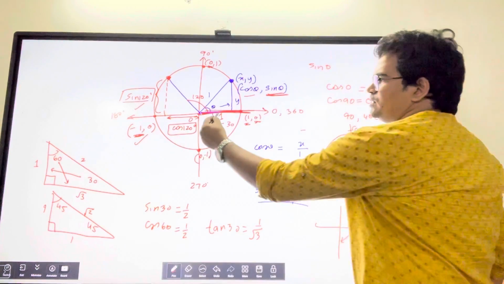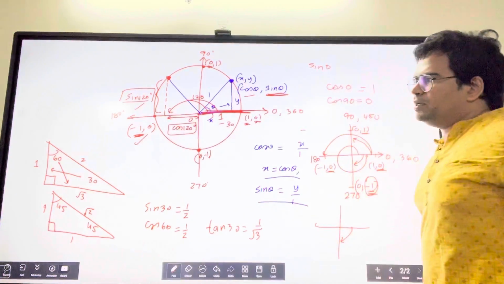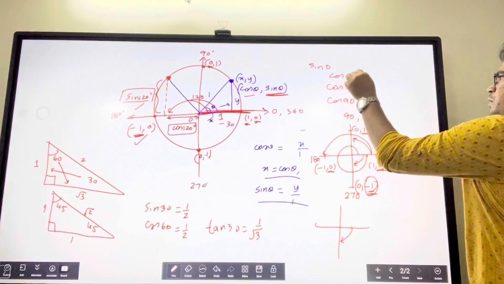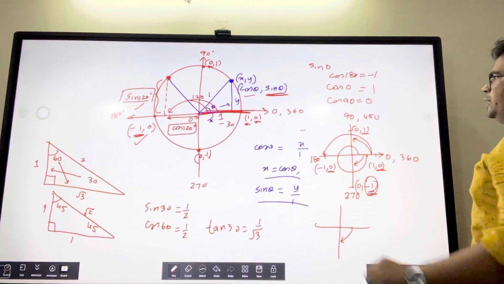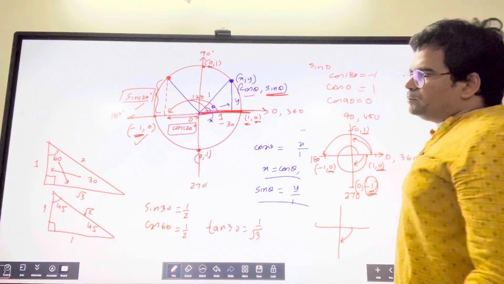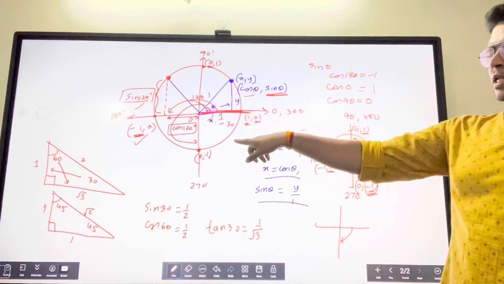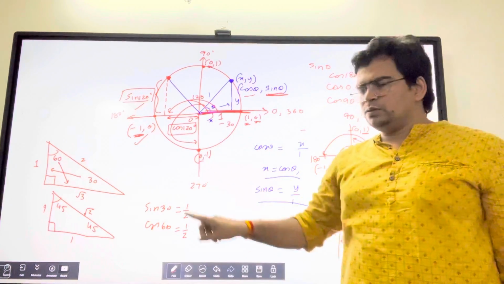So the 180 angle is positive 180, and this is the angle. So cos of 180 will be negative 1. Then you come to cos of 270. Cos of 270 will be the angle along the y-axis, which is 0.